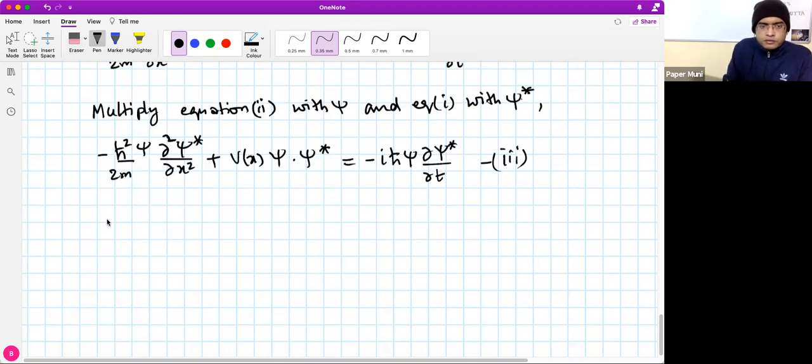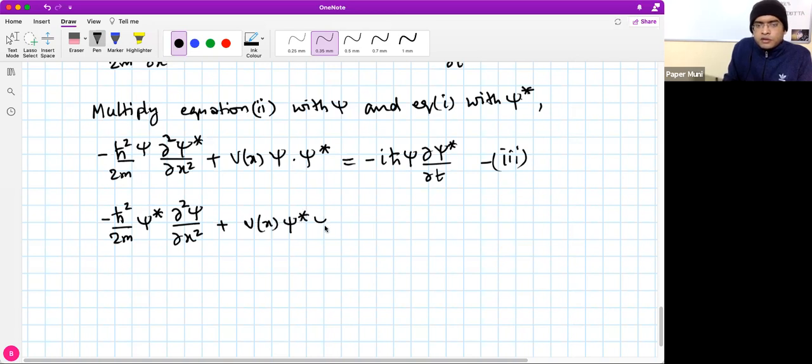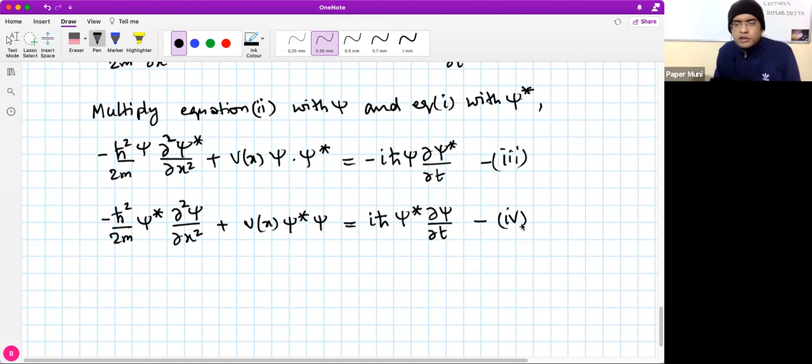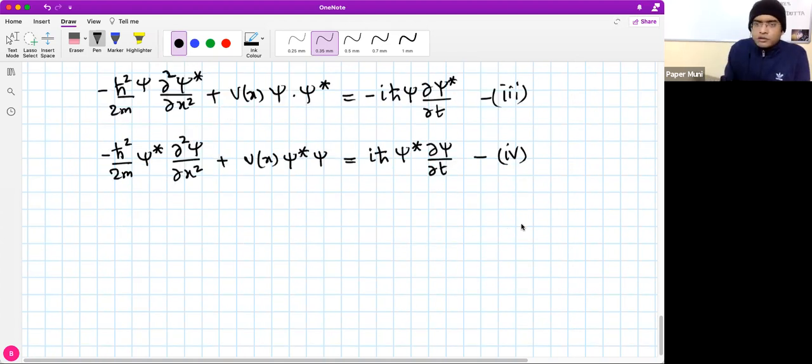The next equation which we get is psi star, the second derivative of psi with respect to x, plus V(x) psi star psi, equal to i h cut psi star del psi by del t. So this is the fourth equation. We have a combination here, a psi star and a psi. So we are very close to the final situation.